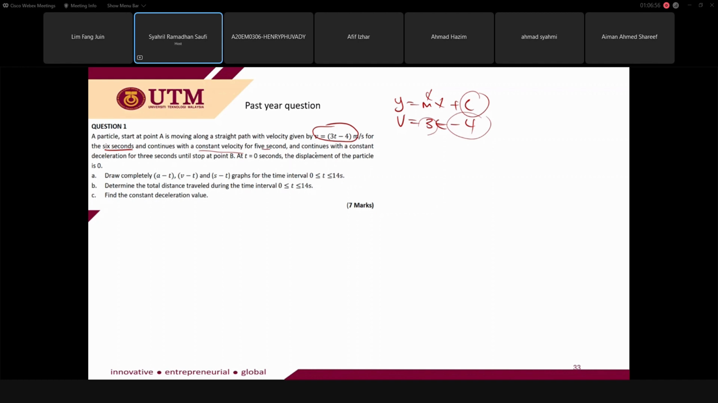And then it continues with constant deceleration. If accelerate, you have a positive gradient. If decelerate, you have a negative gradient on the v-t graph. And until it stops at point B, stop means that the velocity at point B will equal 0. At t equal to 0, the displacement of the particle is 0. So I think this is the clue for this question. If you know how to draw the v against t graph, then you can solve everything.